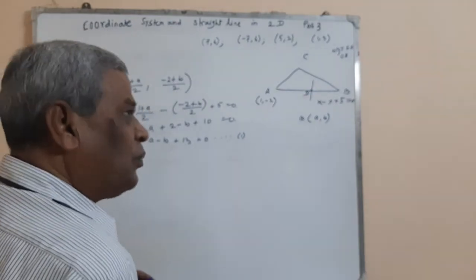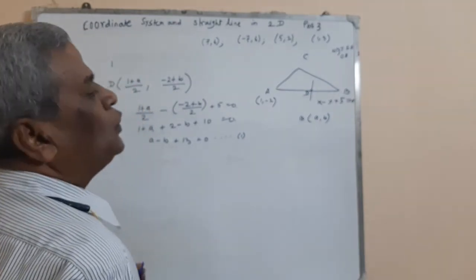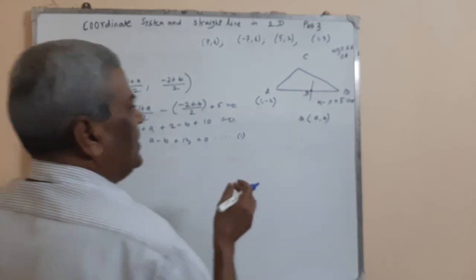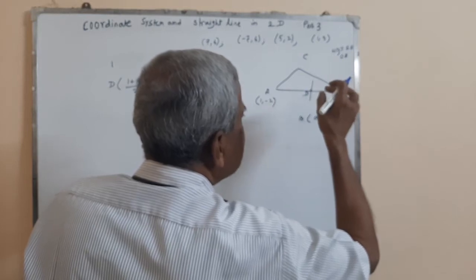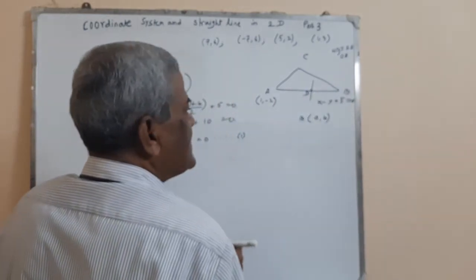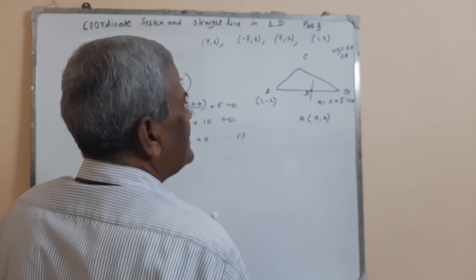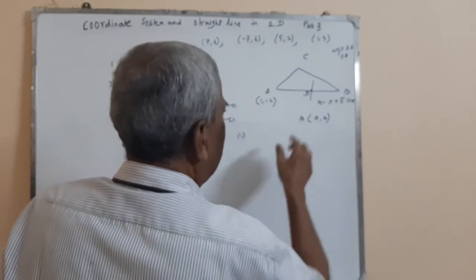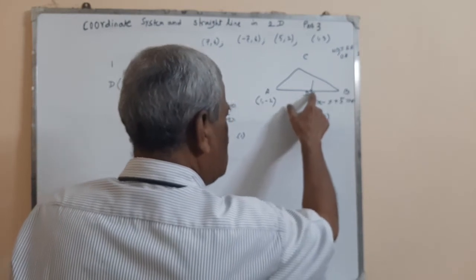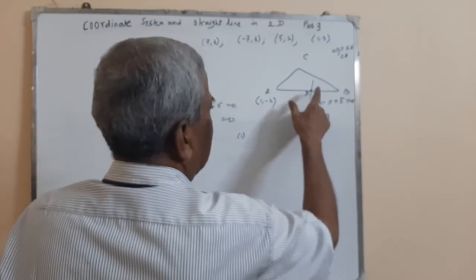Number 2, take the property of gradient of two perpendicular straight lines. This point is known to us.